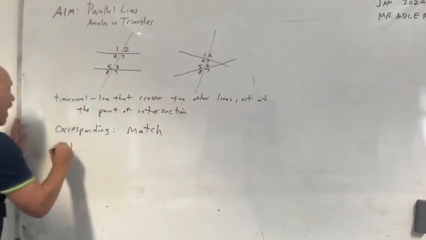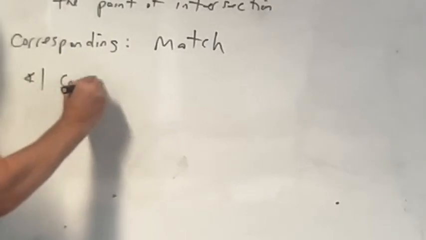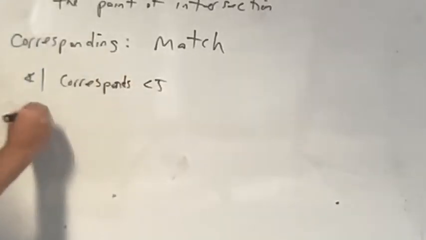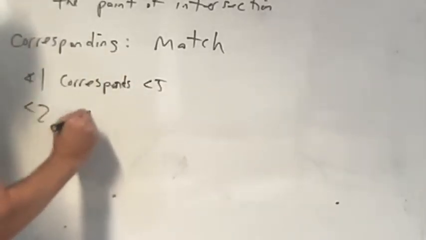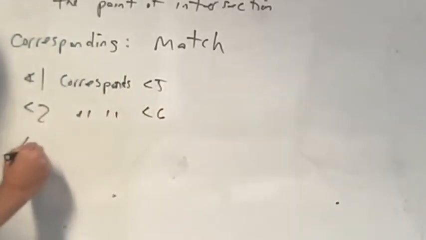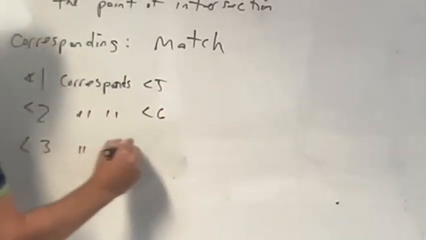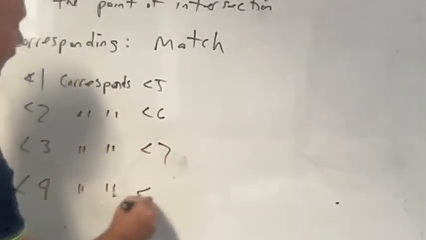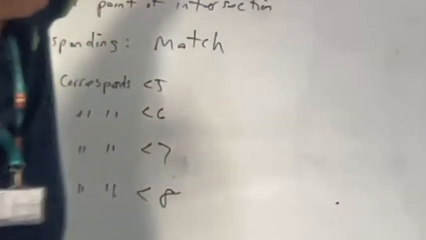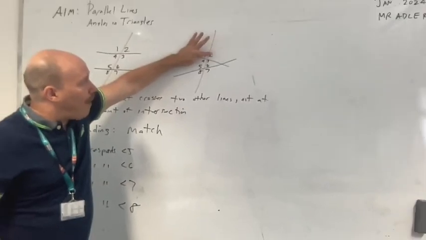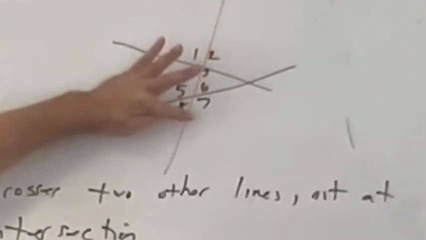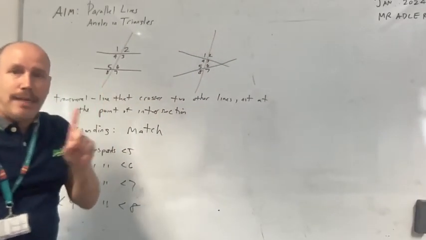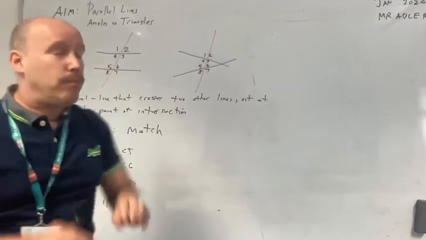So we say that angle 1 corresponds to angle 5. Angle 2 corresponds to angle 6. Angle 3 corresponds to angle 7. And angle 4 corresponds to angle 8. Same thing over here. 1 matches up with 5. 2 matches up with 6. 3 matches up with 7. And 4 matches up with 8. Please recall, because some of you are thinking, I did not say congruent, I just said matches up.